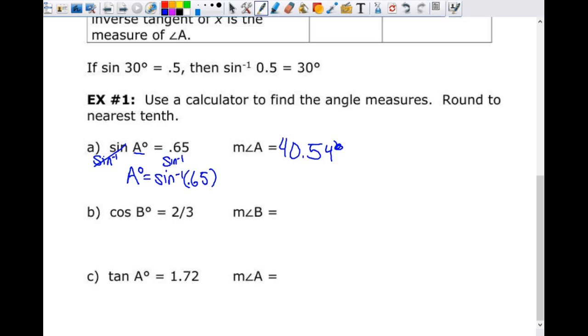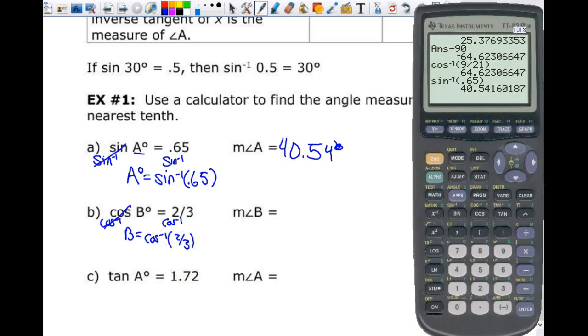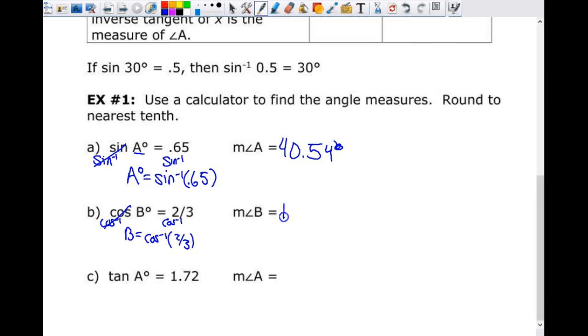Okay? Let's do the same thing for cosine B. We're going to take the inverse of both sides. This cancels out, and we get B is equal to inverse cosine of 2 over 3. Inverse cosine of 2 over 3 equals 48.19.